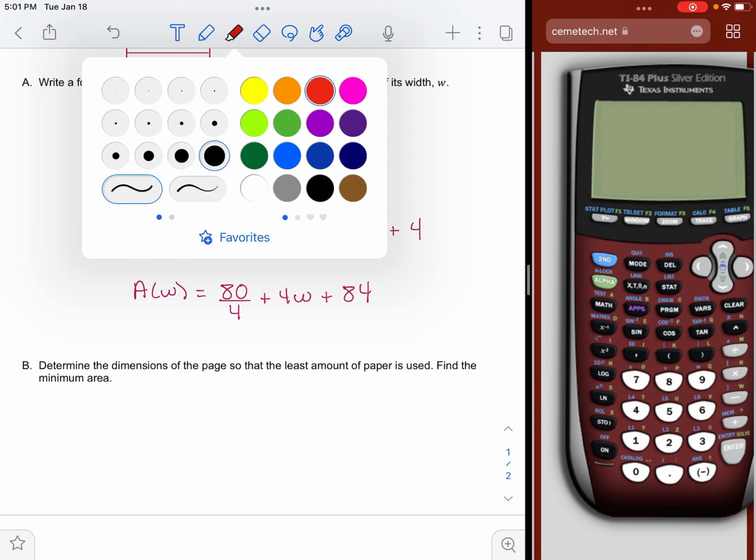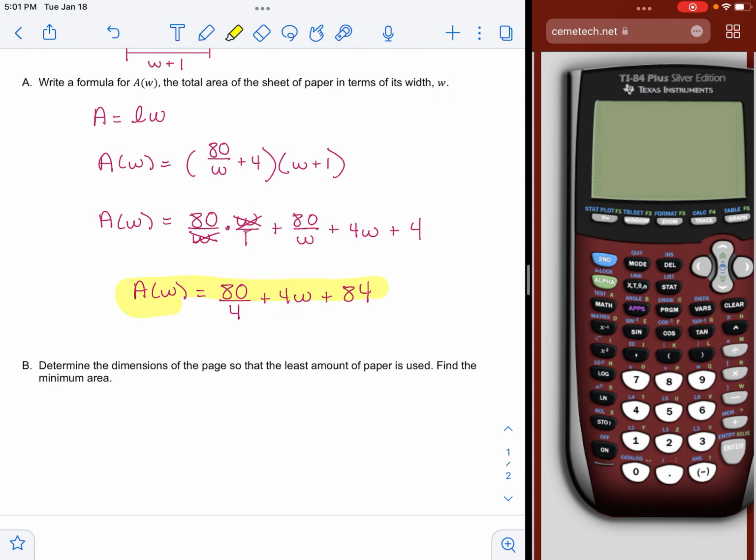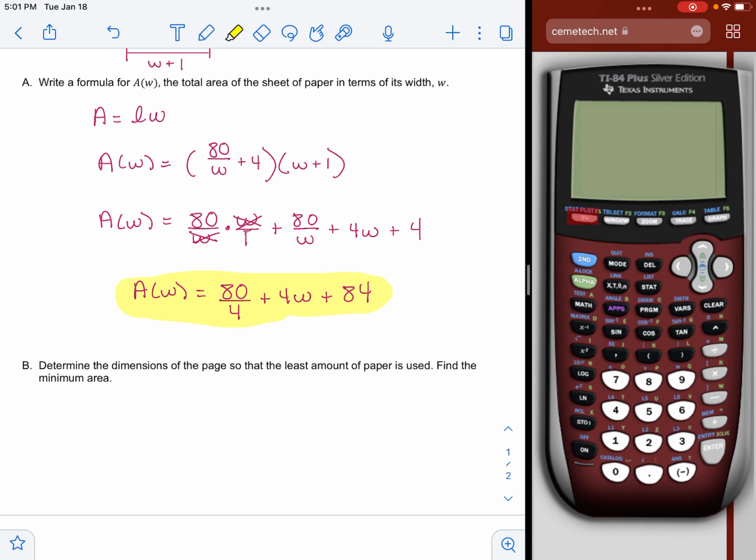Okay, so this is my equation for the area of the sheet of paper in terms of its width. Now I'm going to go to my calculator and type that equation in. Go to y equals. Oh, I'm sorry, I just noticed I wrote 80 over 4. That should have said 80 over W. So it's 80 over W plus 4W plus 84.